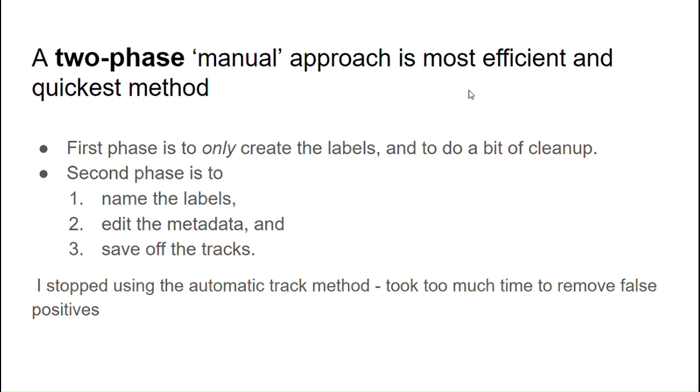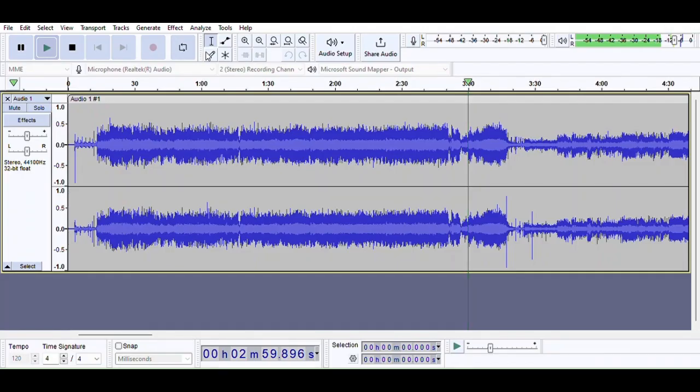If you try to create the label and name it at the same time, it's just going to take a longer time. So I did use the automatic track method at one point, but it took too much time to remove false positives. So we do it manual. So now I'm going to go to the video. There's not going to be any music for copyright reasons, but I'll go through it and I'll show you how to do all this. Thank you.